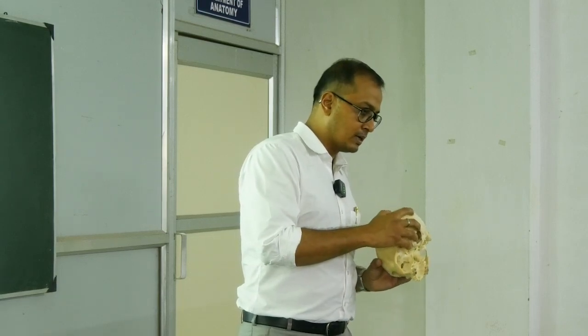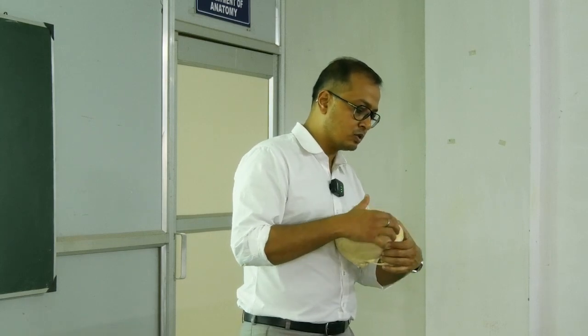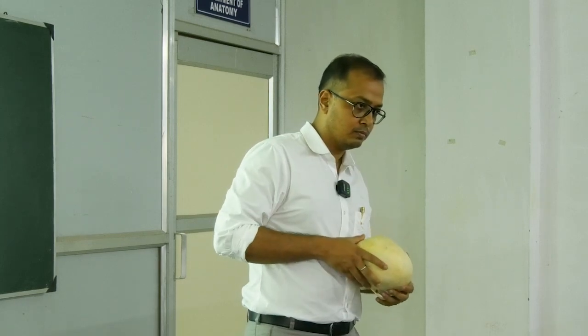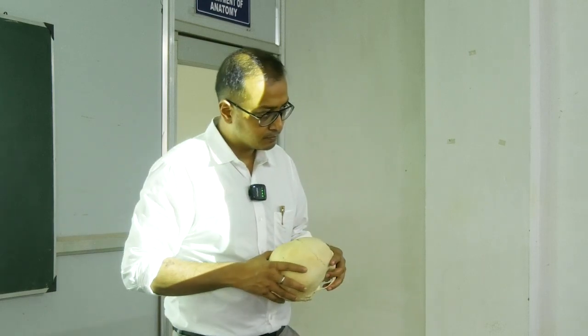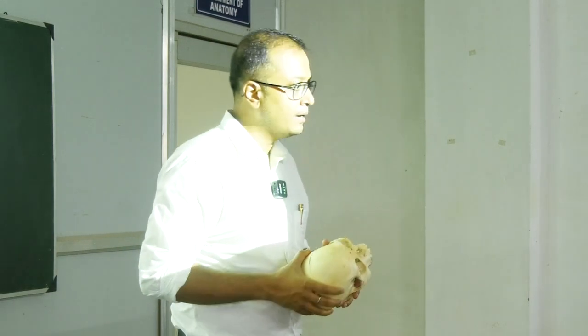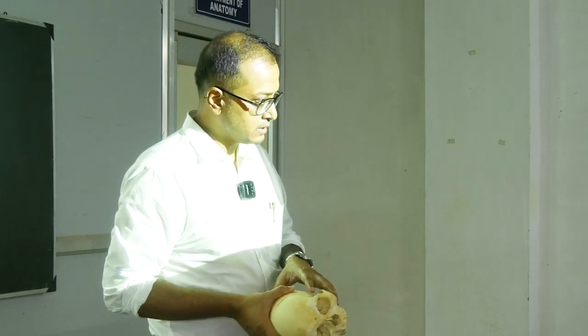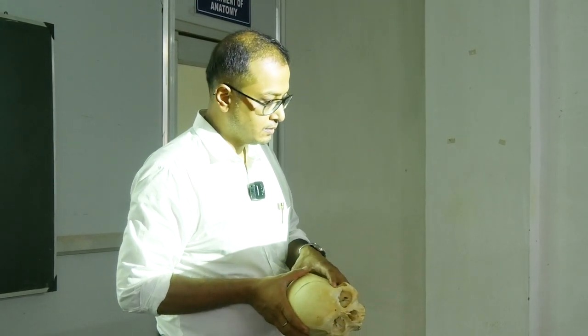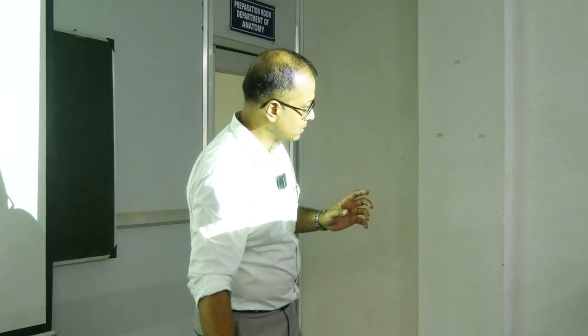Protuberance will be on the back side. This one is the protuberance, the occipital protuberance. Frontally, we also have a protuberance. We call it the frontal protuberance. Pterion, asterion. Pterion is this one. Pterion is a point. It's not a fossa. Pterion is a point, just like bregma and lambda.